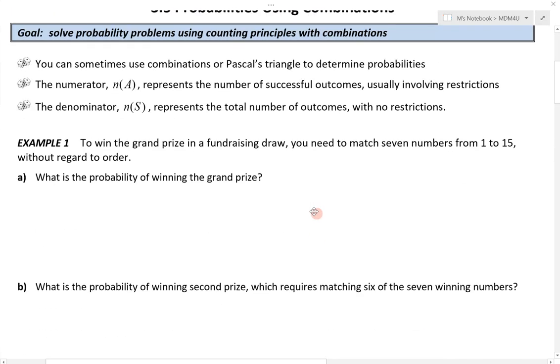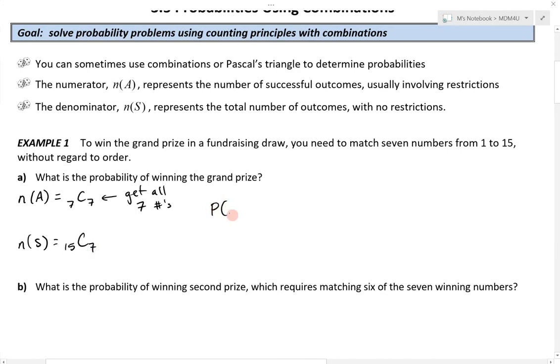So I'm going to write down here n of A is equal to, so if I were to count the number of ways to win the grand prize, you have to match all 7 numbers. So you have to match 7 of your numbers with the drawn 7 numbers. So it would be 7 choose 7 if I were to express this as a combination. So this represents getting all 7 numbers. Then the total number of outcomes, n of S, is equal to, well, I'm going to choose 7 numbers from 15, because there are 15 from 1 to 15, so 15 choose 7.